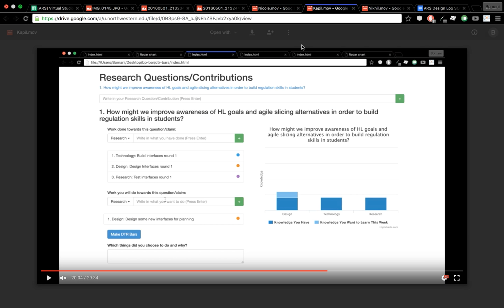The DTR bars was also interesting. The main thing here was that the payout for students was a little bit too low to justify the cost of entering all the data. So you have to go through and add all of these things that you have done in the past. The work done could in the future have been powered by pulling from the sprint plans, but for now you have to enter these in, and then you have to enter in the work that you will do.